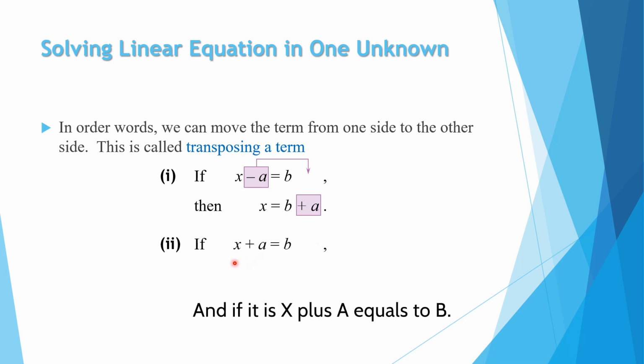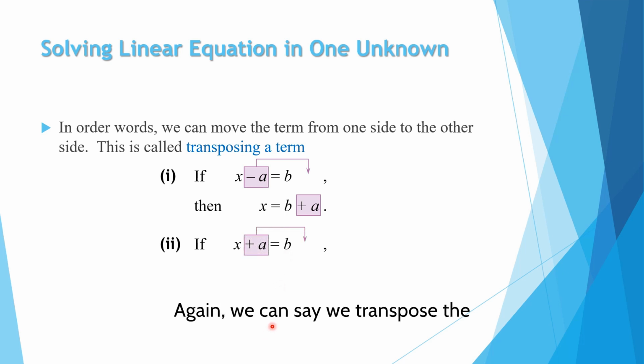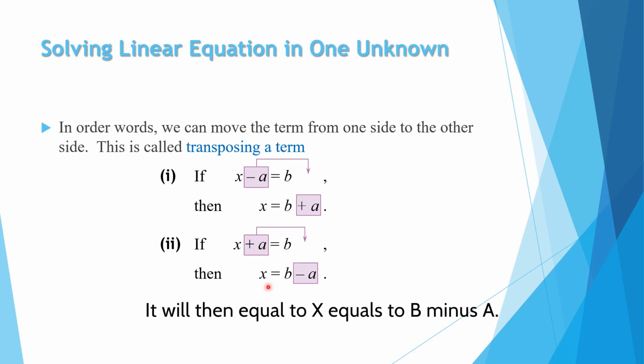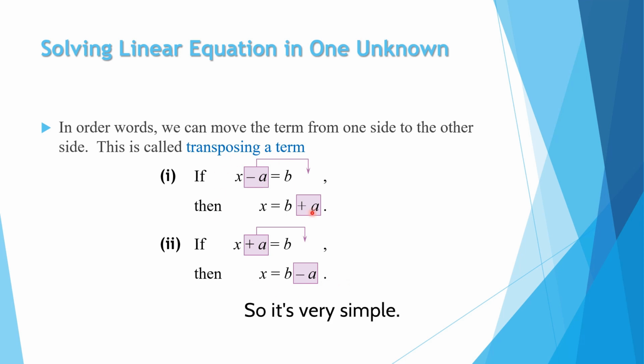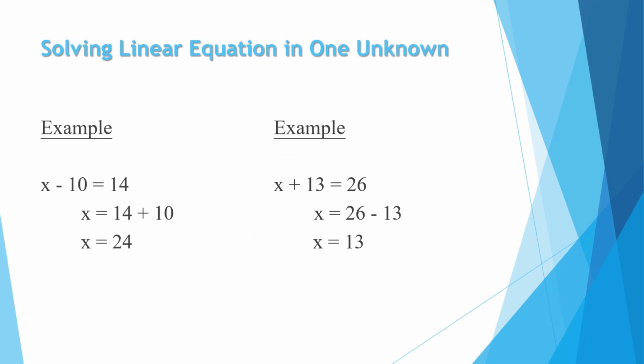And if it is x plus a equals b, again we can say we transpose the plus a term to the opposite side. It would then be x equals b minus a. So it's very simple. Let's look at these two calculations.